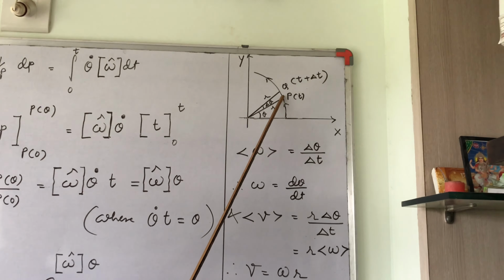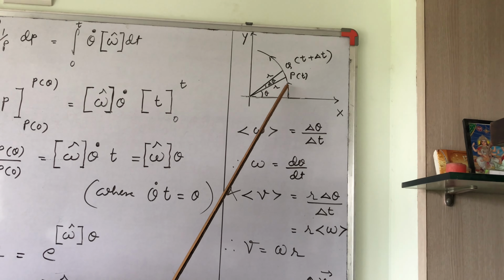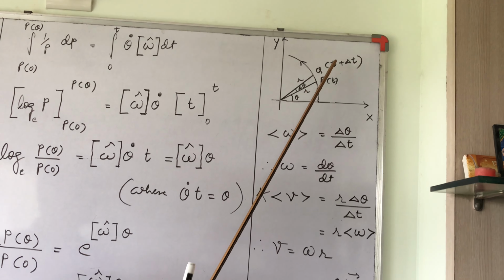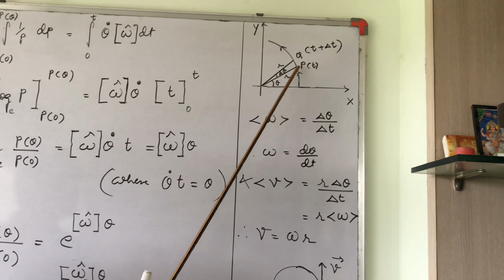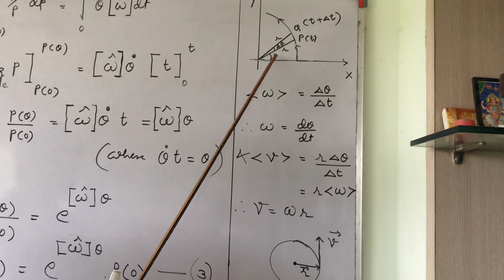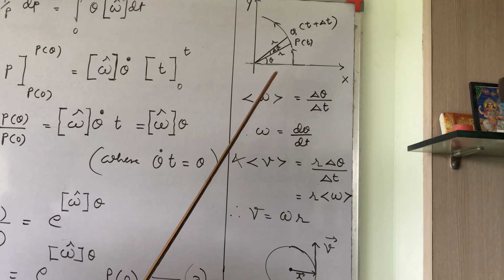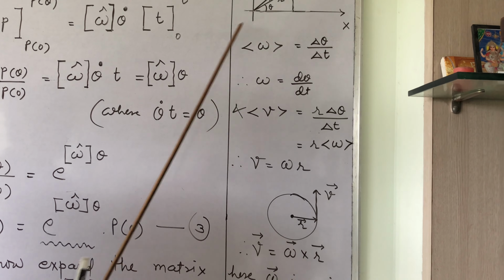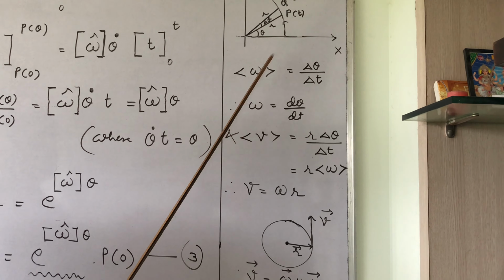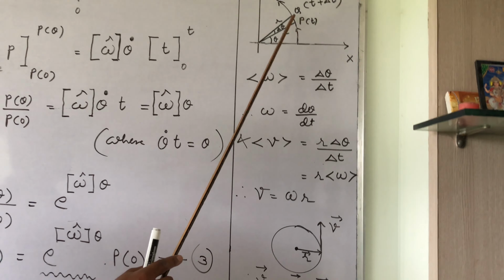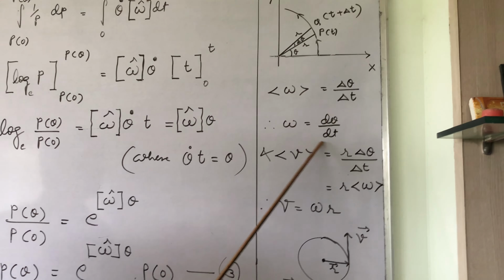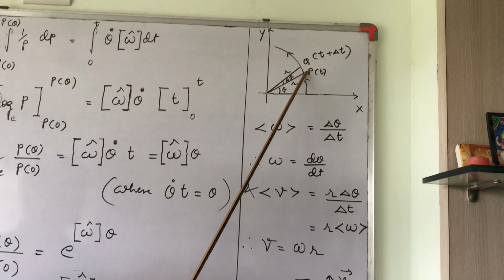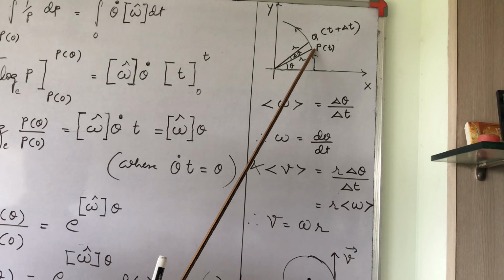At a certain instant it is here at P of t, and after some interval delta t it is here at Q at time t plus delta t. So during this time interval it has covered delta theta angular distance. So angular velocity is delta theta by delta t. It's the average angular velocity, but we want the instantaneous angular velocity at this point. We have to take the derivative d theta by dt.